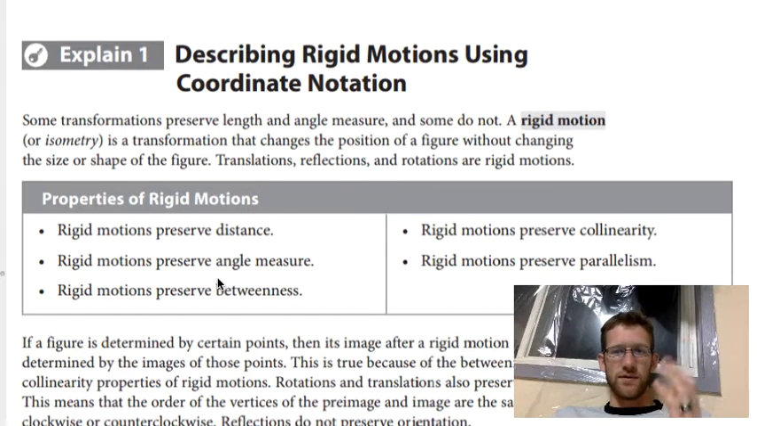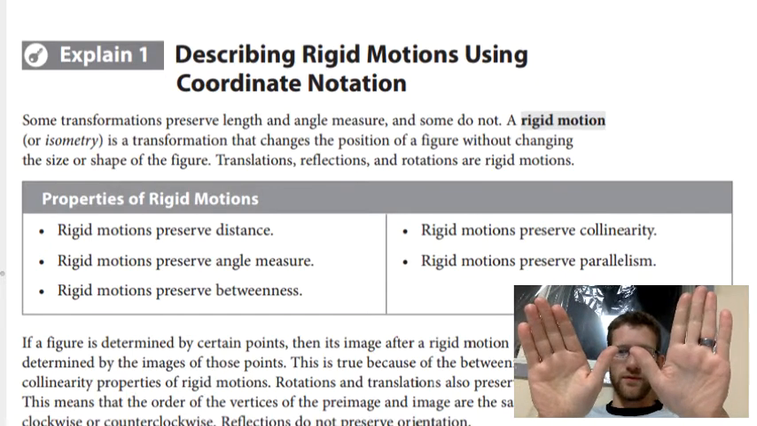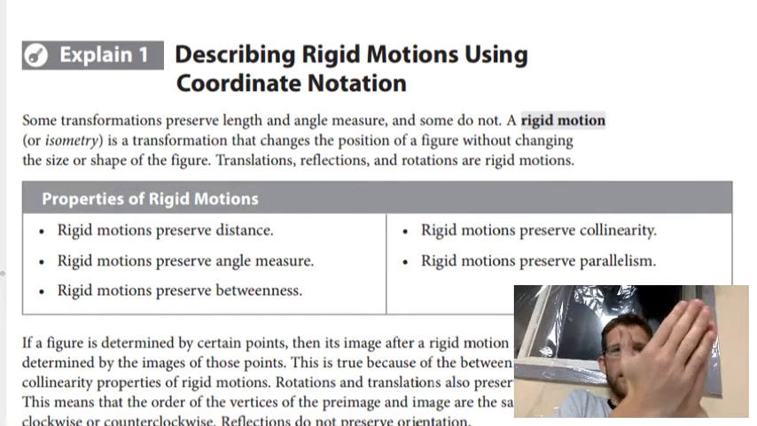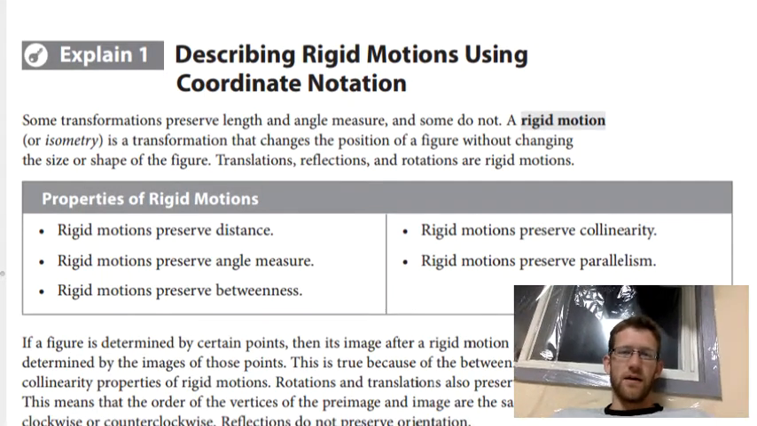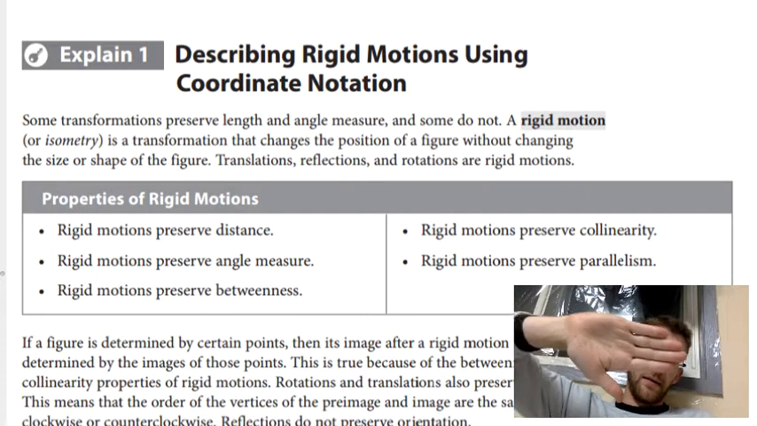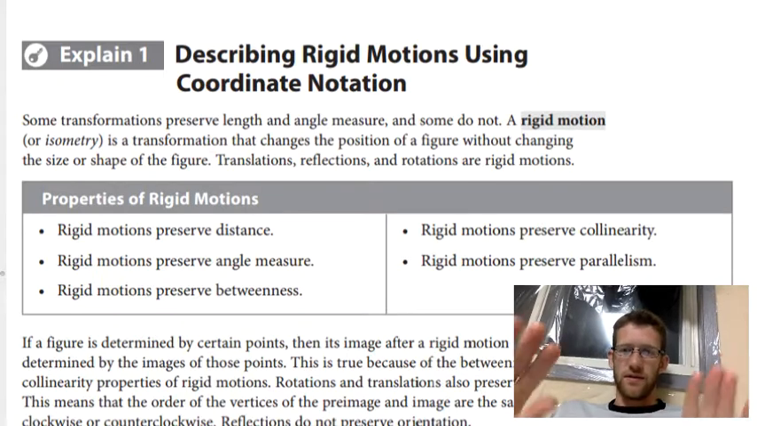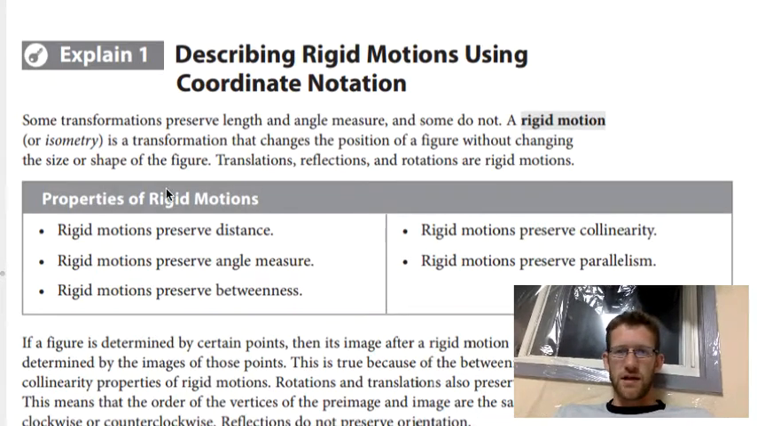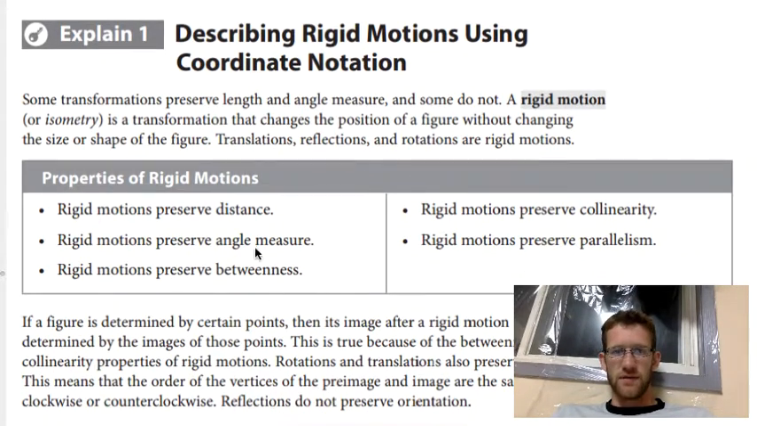The second one is a reflection. We talked about that one. You have a reflection where one mirrors over onto the other. So it's a perfect reflection. Look at that. The third one is a rotation. If I take something and I rotate it, the size doesn't change, the shape doesn't change, just the angle that it's at changes. So those are rigid motions. And these are some properties of rigid motions.